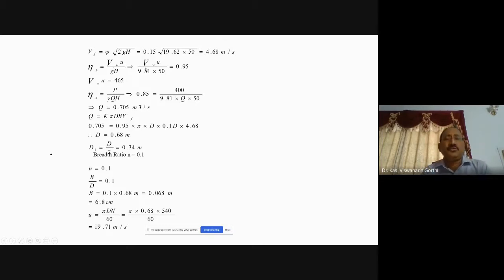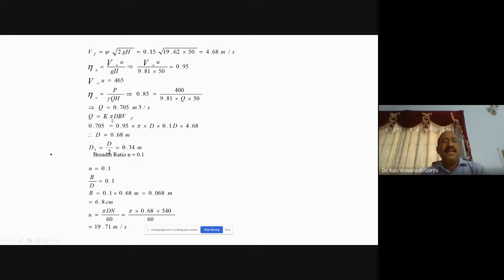Vf is equal to psi root 2gH. Psi is already given, so compute the value of Vf. Eta H is Vw U by gH. All things are known here except Vw and U. So Vw into U is equal to 465. Also overall efficiency eta naught is equal to P by gamma Q H. Known values you substitute here. The unknown value is the discharge Q, 0.705 meter cube per second.